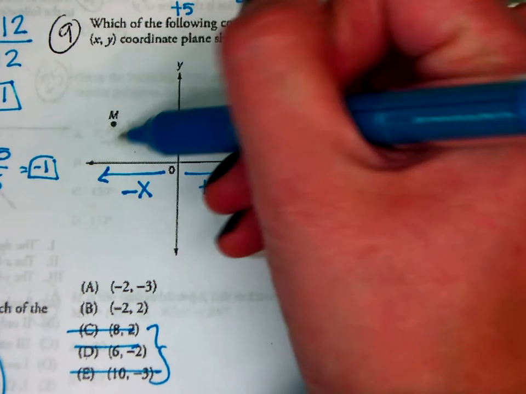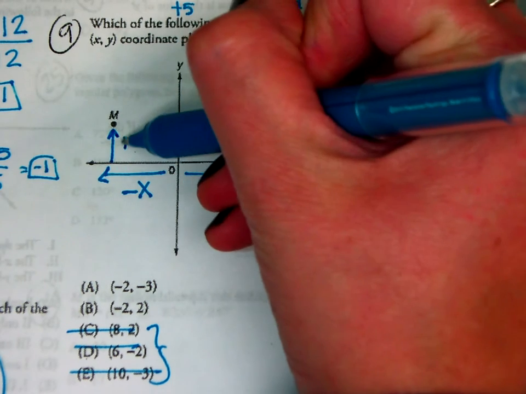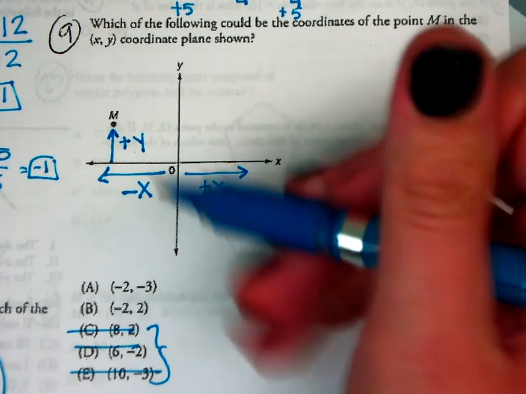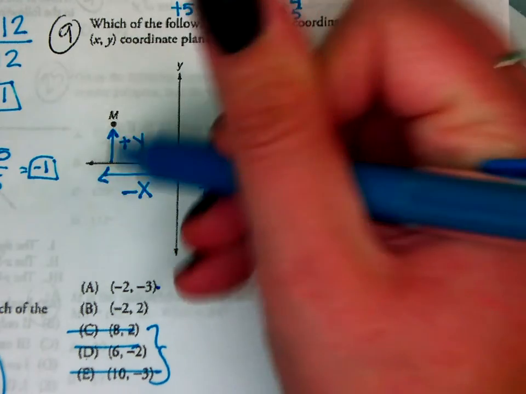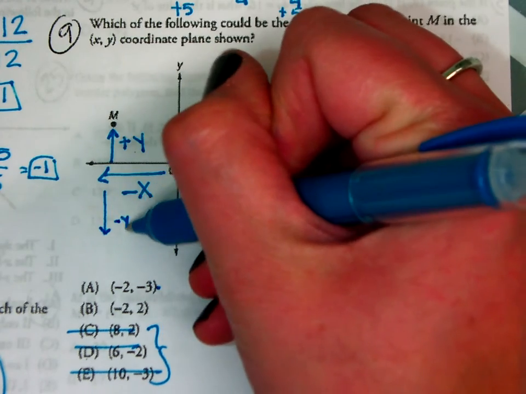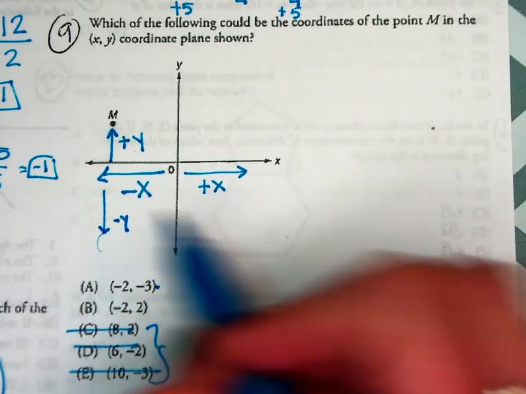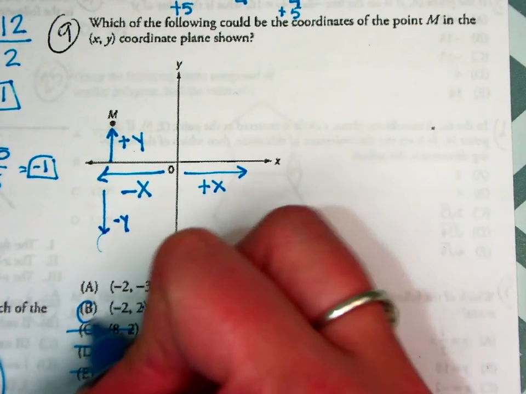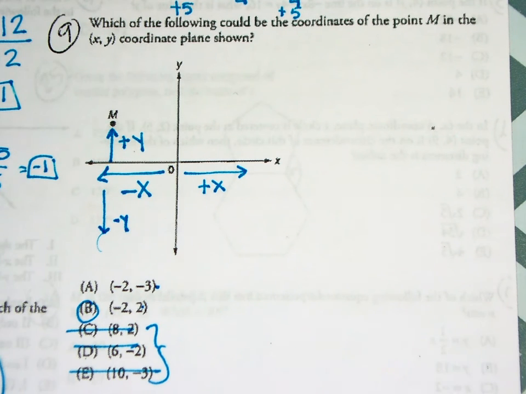Now, to get to M, we have to go up in the y direction. So my y value should be positive. Well, this one is negative. That's saying that I went down in the y direction. The point is not located down here. The point is located up here. So the correct answer is B. Don't panic if it doesn't give you a coordinate. Doesn't mean you have to think of one. Just think of how to get where.